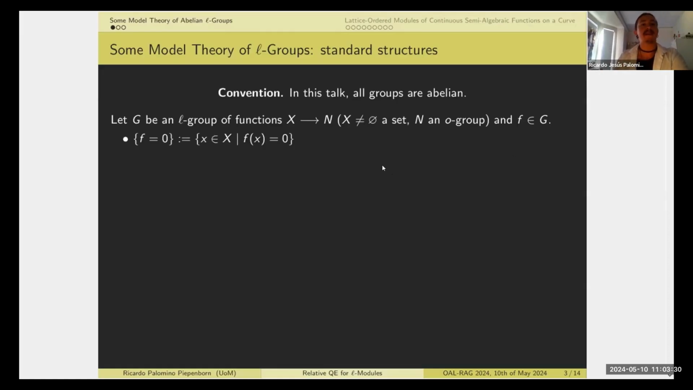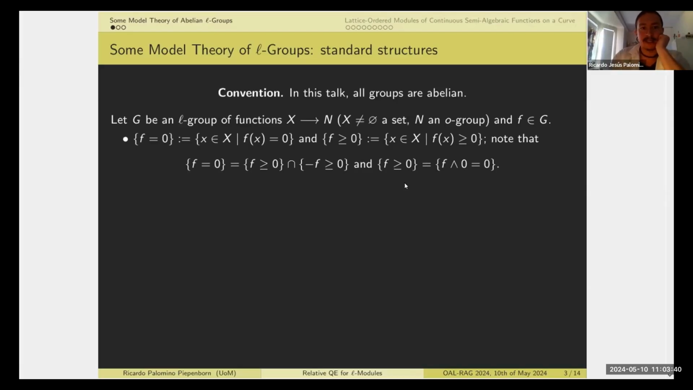So I will define the zero set in the obvious way, but I will also define this positivity set in an analogous way. One thing that we all know is that any zero set can be expressed as the intersection of 2 positivity sets. And moreover, any such positivity set is actually also a zero set, where this meet operation is the meet operation on my L-group G.